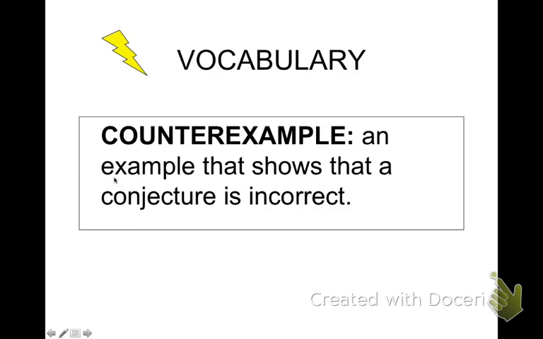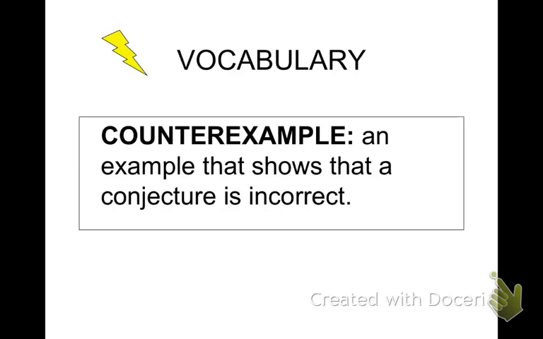Next thing we're going to talk about is a counterexample. A counterexample is an example that shows a conjecture is incorrect. I'm sure you guys have heard of counterexamples before. So we're showing that a conjecture is incorrect. For a counterexample, you need only one example to prove that something is incorrect.